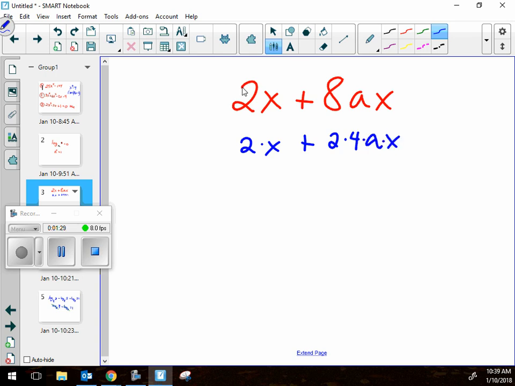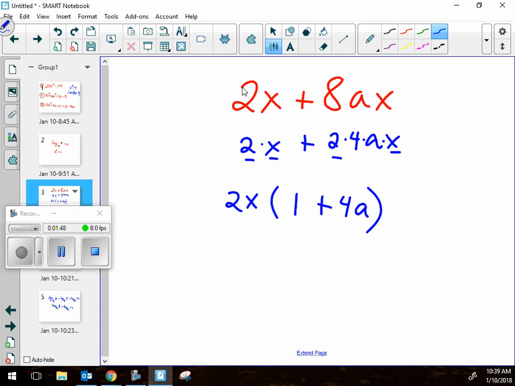Why did I do that? Because now it's really obvious. There's a 2x here, and there's a 2x there. They have a common factor. In fact, it's called the GCF, the greatest common factor. If you left out the 1, you don't really understand factoring. Okay?